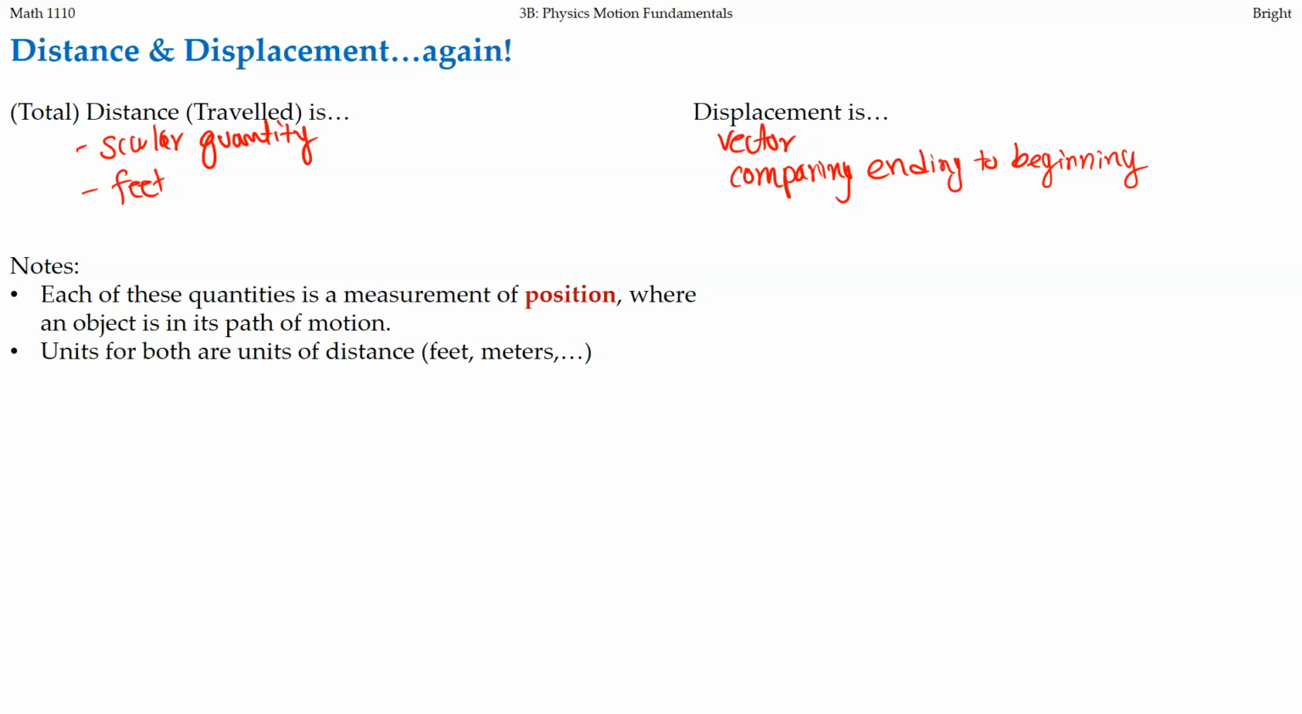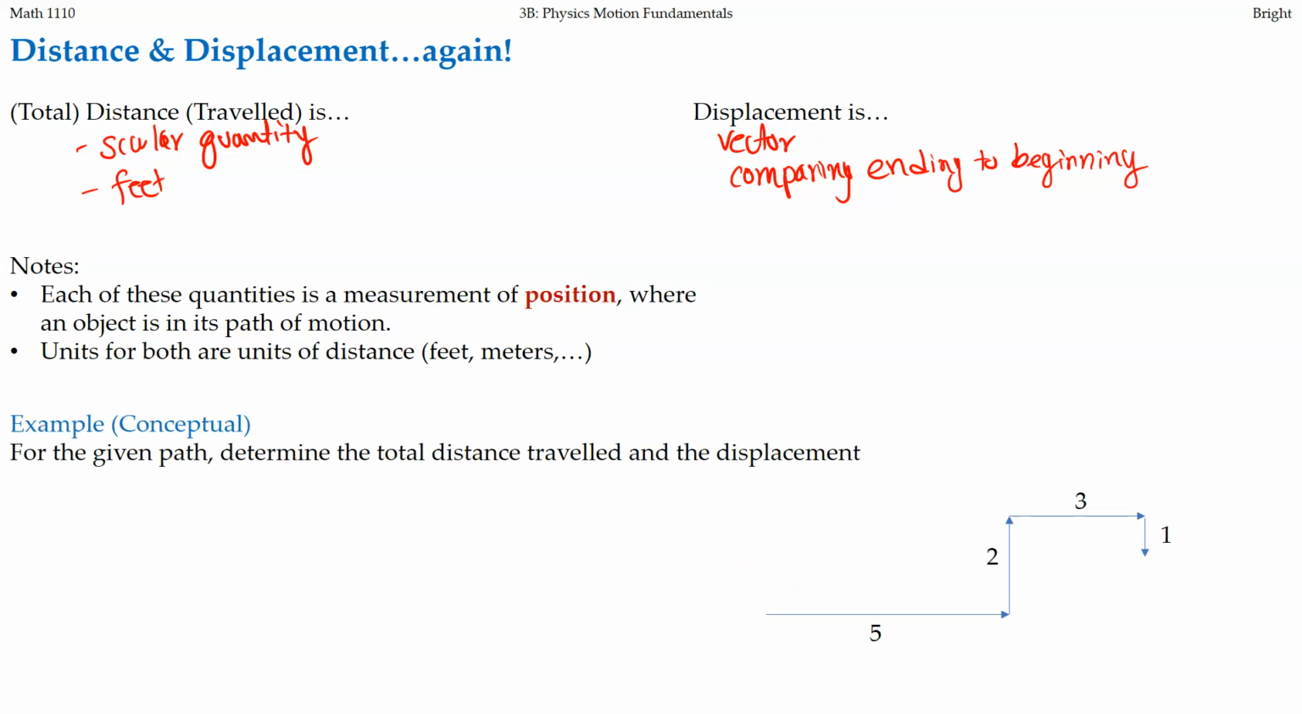Now we're just going to do an example. Here I give you a path that an object took, and I want you to determine the distance and displacement. Distance, I think, will be a little bit more straightforward, and displacement is going to be a little bit more interesting. So I want you to pause the video and see if you can figure these out.